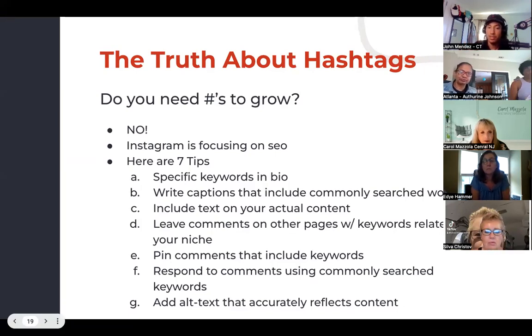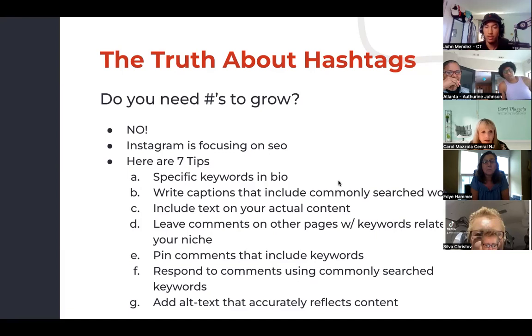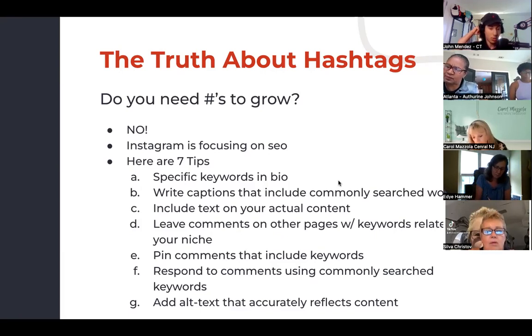You want to write captions that include commonly searched words. Another way to see what people are searching for is Answer the Public, or I think it's called answerthepublic.com. You can go on there and see what people are looking at on Google. And it gives you a whole entire list. It's called answerthepublic.com. I also want you to include text on your actual content. That's when you're making the videos and you have the stuff flying around and the title and things like that. That's what it means by text on your content.